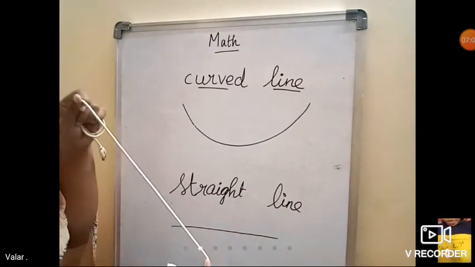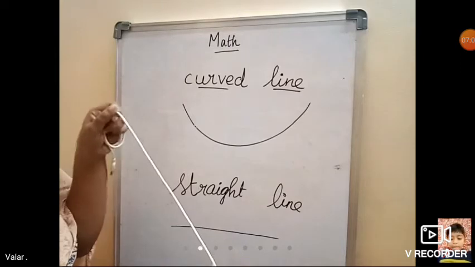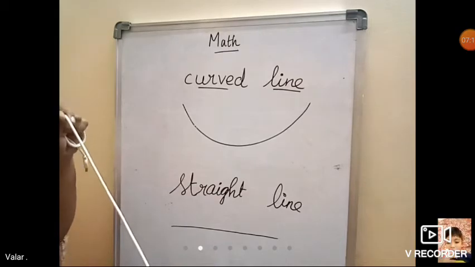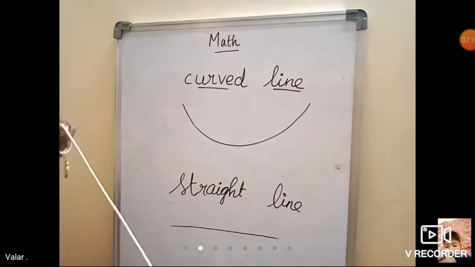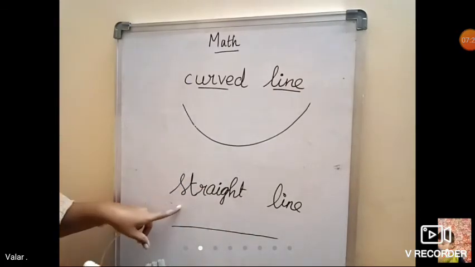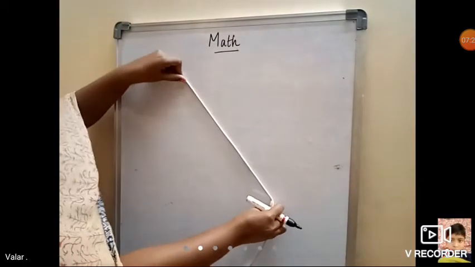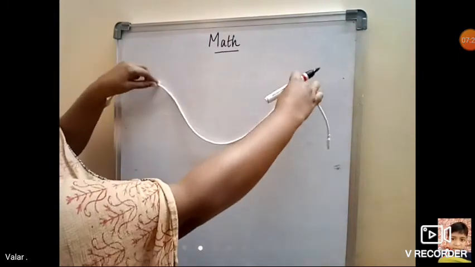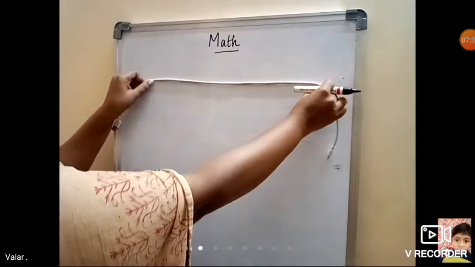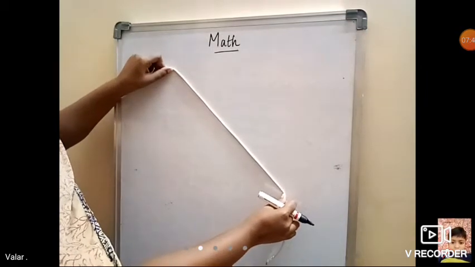If you are holding it like this, you will get this type of line. This is called a slanting line. This is what? Slanting line. Curved line, straight line, and if you are holding like this, it is a straight line. First one is what? Curved line. If you are stretching it straight, you will get a straight line. If you are stretching it down or this way, this is called a slanting line.